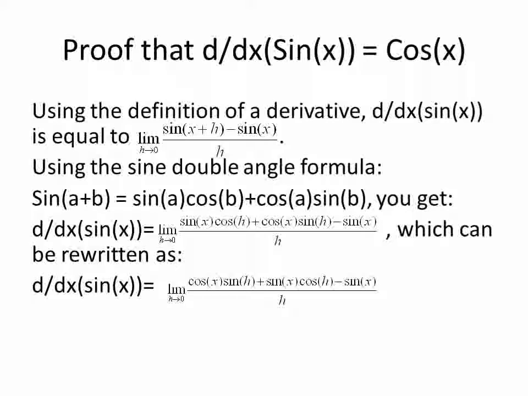the limit as h approaches 0 of sine of x plus h minus sine of x over h. Then using the sine double angle formula, which is sine of a plus b equals sine of a cosine of b plus cosine of a sine of b, you get that the derivative of sine of x is equal to the limit as h approaches 0 of sine of x cosine of h plus cosine of x sine of h minus sine of x over h, which can be rewritten as the derivative of sine of x equals the limit as h approaches 0 of cosine of x times sine of h plus sine of x cosine of h minus sine of x over h, which helps factor.